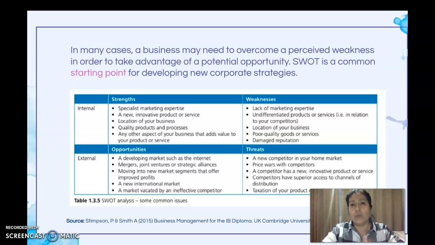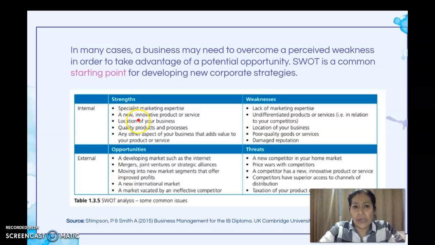But also, guys, we have to understand that it's important to get to know which are these strengths and weaknesses in order to take advantage of a potential opportunity, okay? So SWOT is always a starting point for developing new corporate strategies, okay? Once we understand exactly which are the possibilities to change or to take advantage, then we can also think about the strategies that we can apply in our organization, okay?